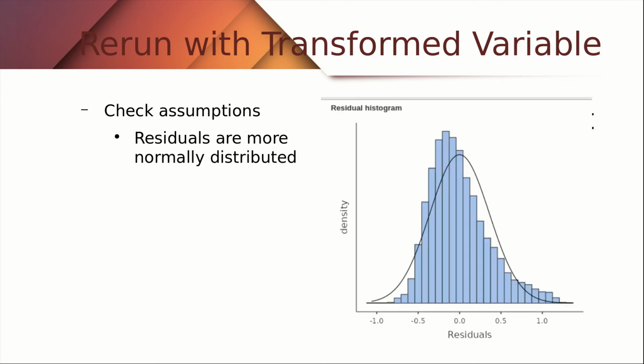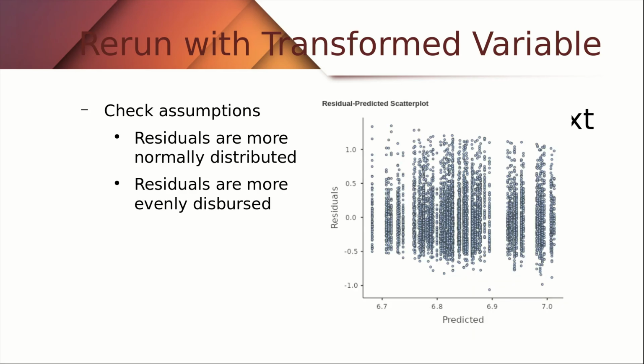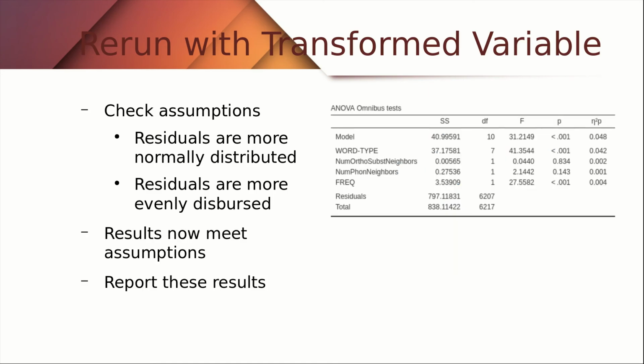And if we check the assumptions again, we'll see that the residuals are more normally distributed, and the plot of the residuals against the predicted values is not so bottom heavy. It's more equally distributed. So the results now meet the assumptions, and these new results are what we should report.